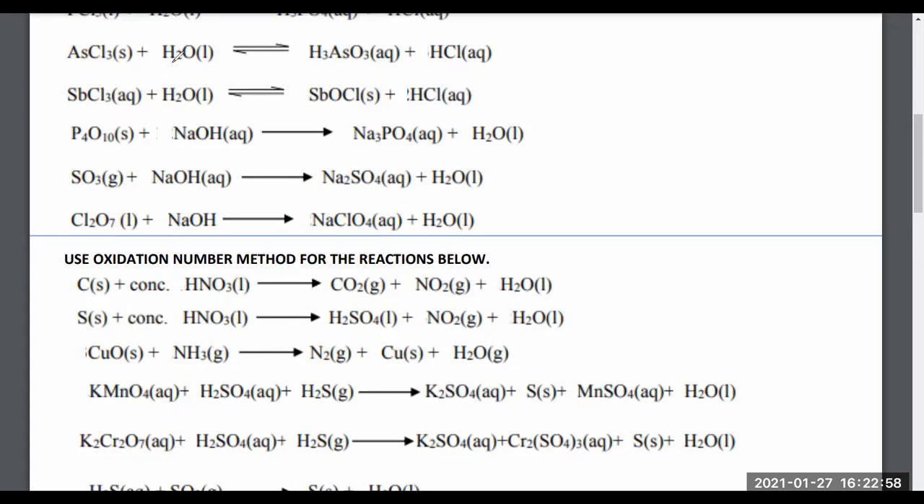This arsenic chloride reacting with water. 3 chlorine on the left side. So to balance that, we have to put a 3 here. And there are 6 hydrogen atoms. To balance that, we have to put a 3 here. That's it. It's pretty much it. Done. 3 oxygen on the left, 3 oxygen on the right.